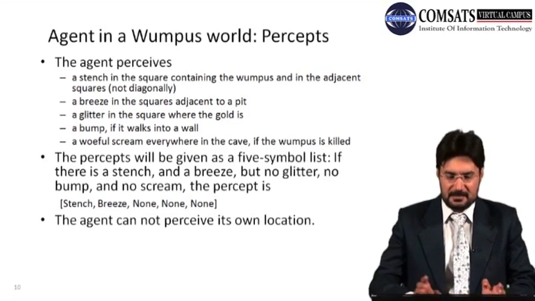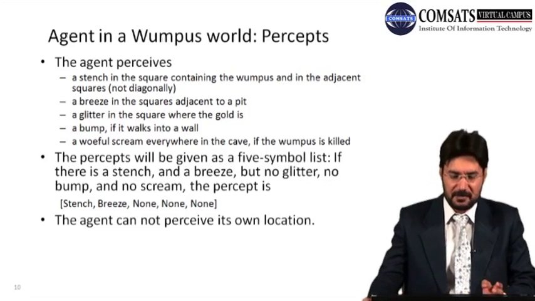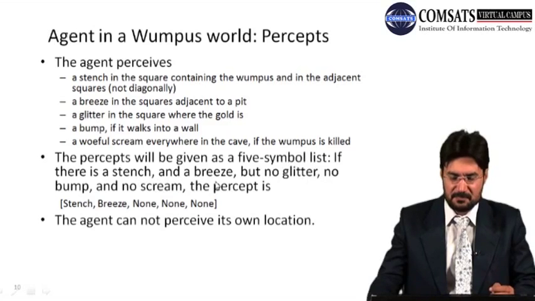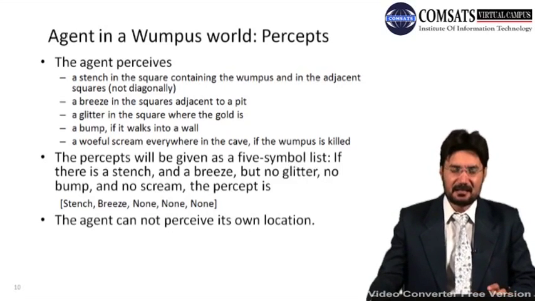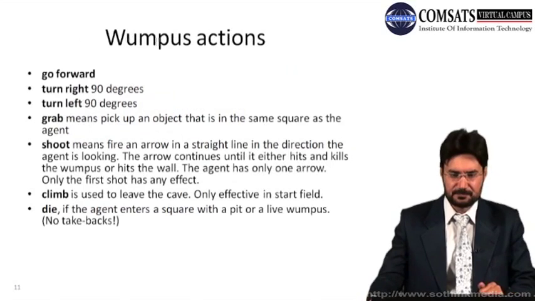If we want to give it as a perception function, and we have only stench and breeze but not the other things, then we say it's only stench and breeze, and we don't have the other information because it's not available. The agent cannot perceive its own location. So the agent will not know exactly where it is going in a room or what will happen there. Once it reaches there, it will understand, but if there is a wumpus or a pit, then it cannot return back.